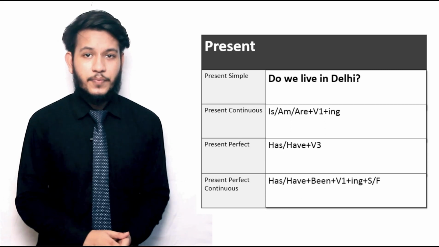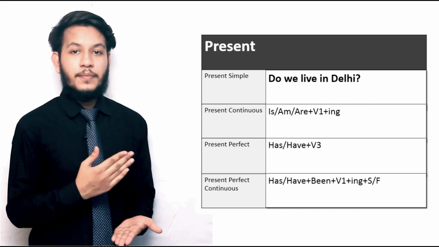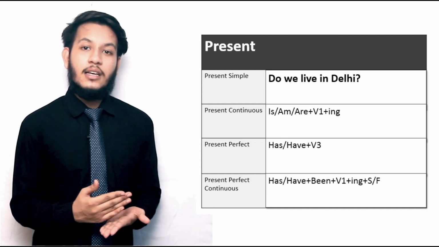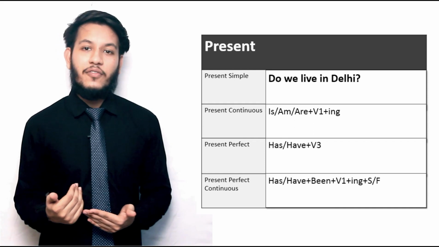And an interrogative sentence also. Do we live in Delhi? Are we living in Delhi? Have we lived in Delhi? Have we been living in Delhi since 2015? By practicing it, you will learn to use correct helping verbs in seconds. You will learn to use correct verb form according to the helping verbs.